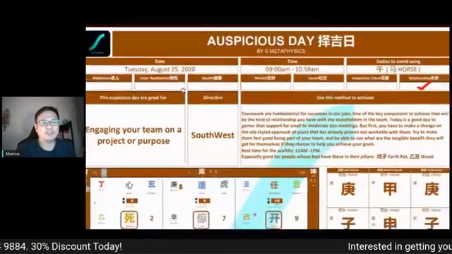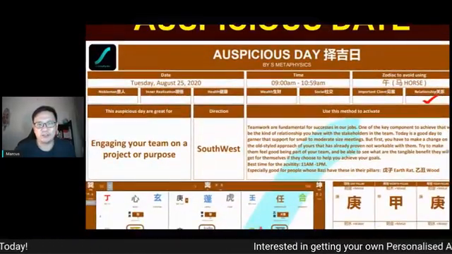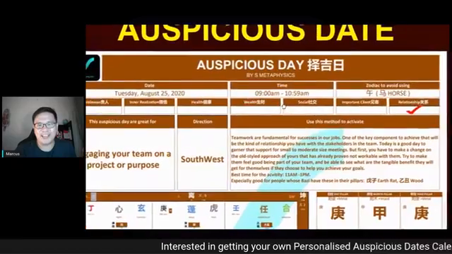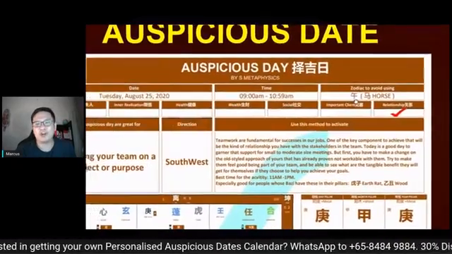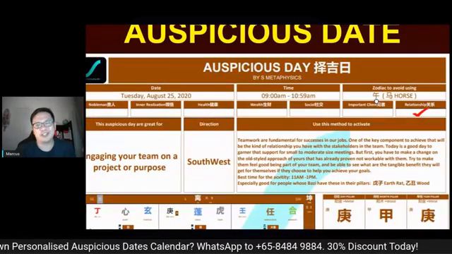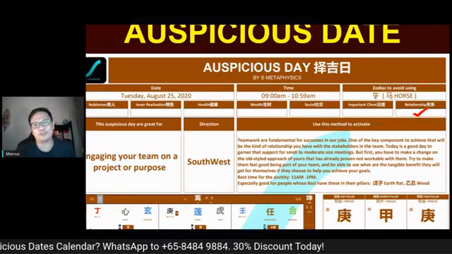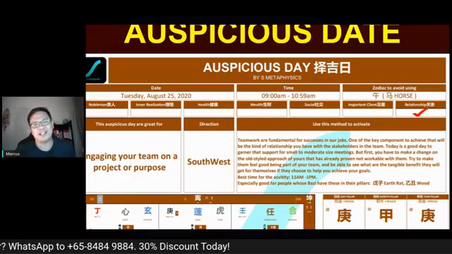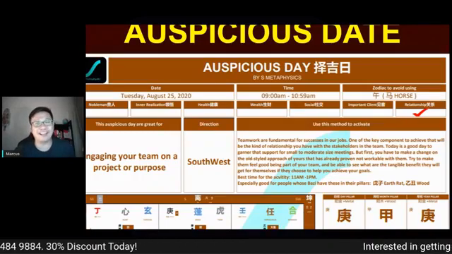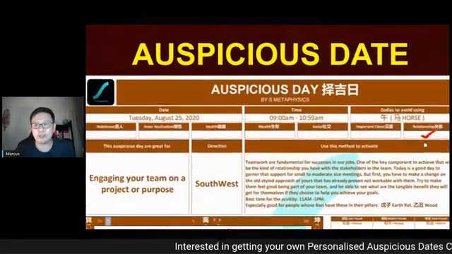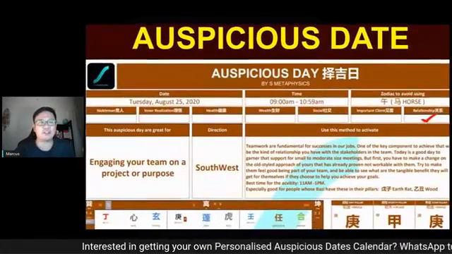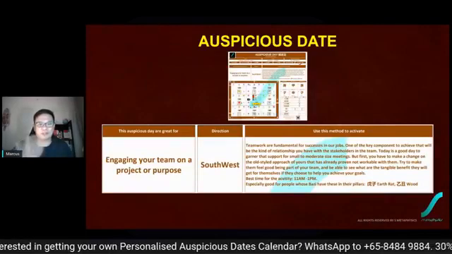On the 25th of August, best timing is between 9 a.m. to 11 a.m. For those friends who are born in the year of the horse, it's a clash, so it's not for you. But as for the rest of the 11 zodiacs, you can use this. This day is a good day for relationship. What do I mean by relationship? It works in this way. I'll build it up for you.